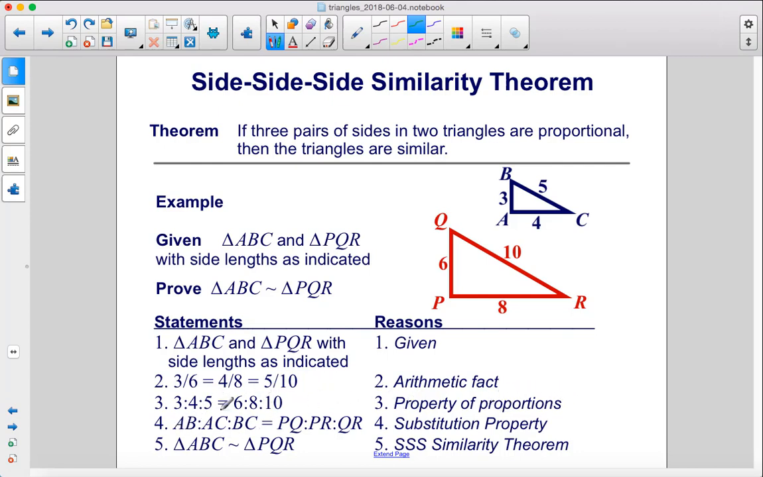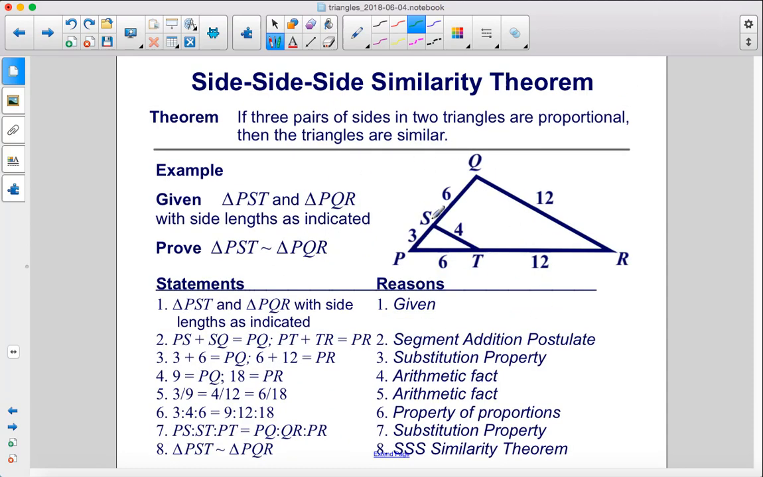The property of proportions says that we can write this as 3 to 4 to 5 equals 6 to 8 to 10. The substitution property says that we can then replace these numbers with the line segments themselves. So instead of 3, we would write AB. Instead of 4, we would write AC. And instead of 5, we'd write BC. Then here, instead of 6, we would write PQ, and then PR, and then QR. So that's the substitution property. Therefore, due to the SSS similarity theorem, triangle ABC is similar to triangle PQR.